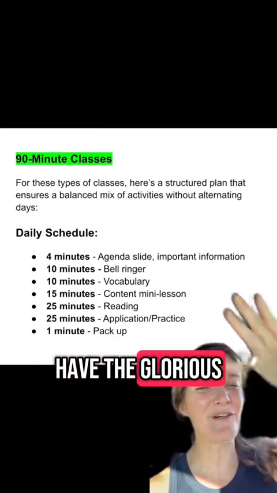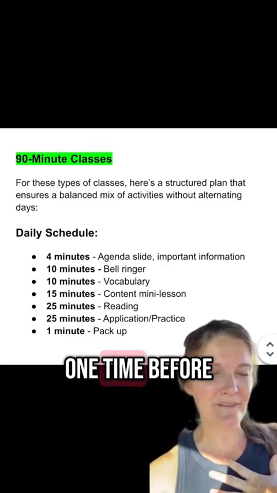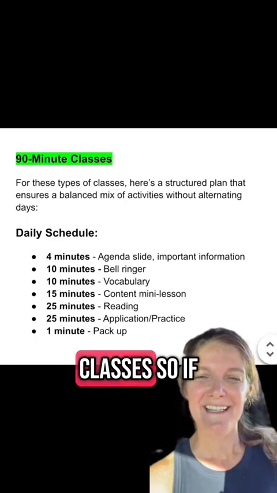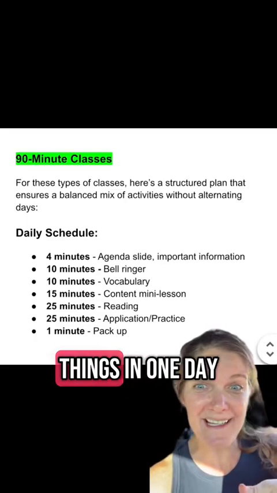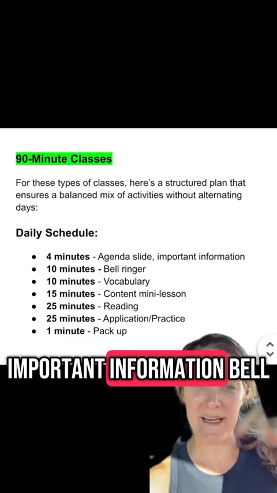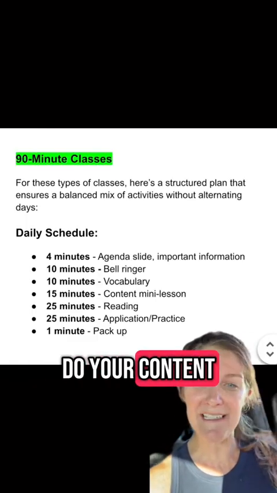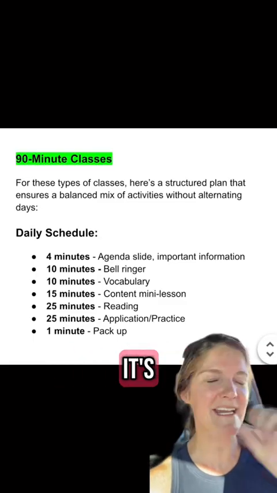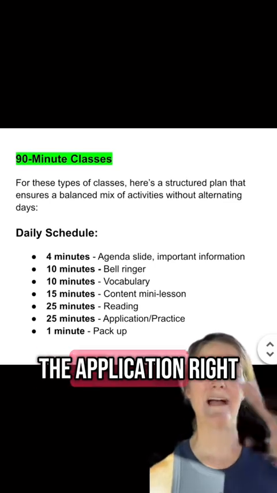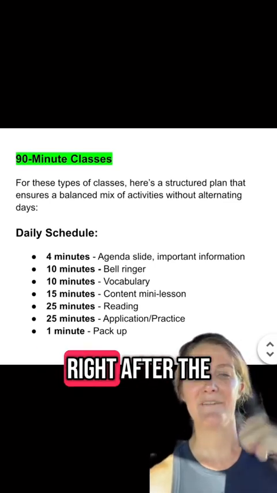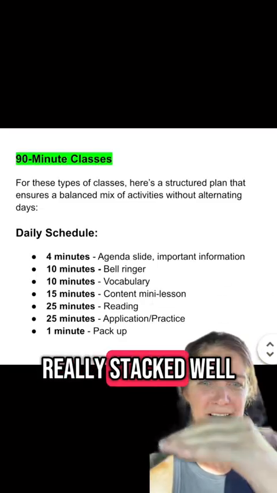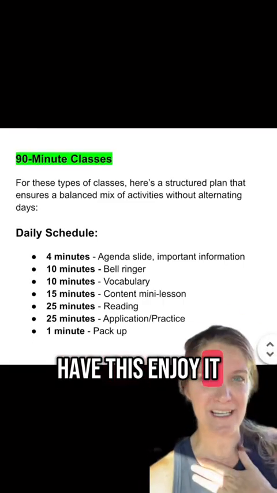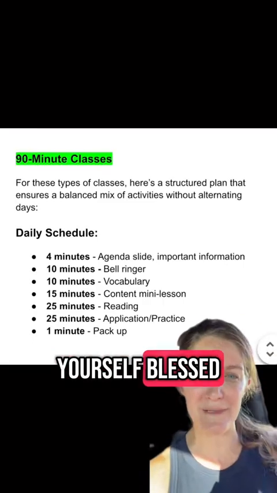Finally, if you have the glorious 90-minute classes, I had this one time before and I loved it, chef's kiss. Oh, I loved 90-minute classes. So if you have this, then you can do all the things in one day, right? Agenda, important information, bell ringer, vocabulary. You can do your content mini lesson. You can read and then you can apply and then you can pack up every single day. You're so lucky. The application right after the reading, right after the content mini lesson really stacked well together and I loved it. So lucky. So if you have this, enjoy it. Love it. Consider yourself blessed.